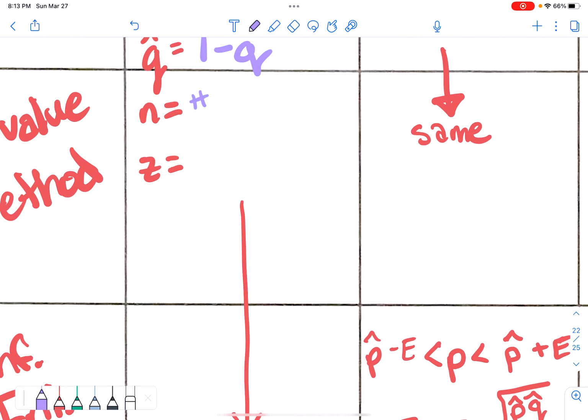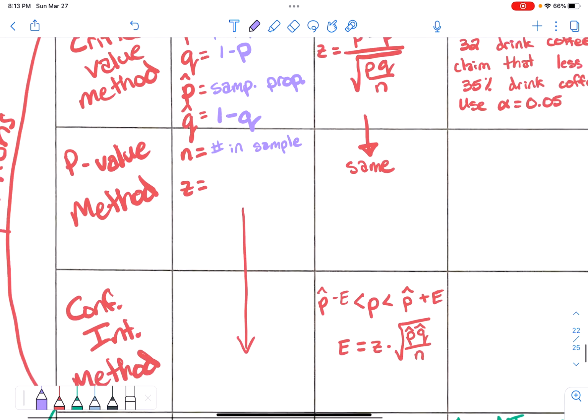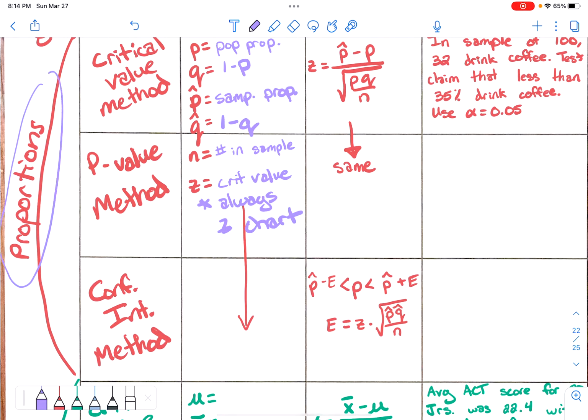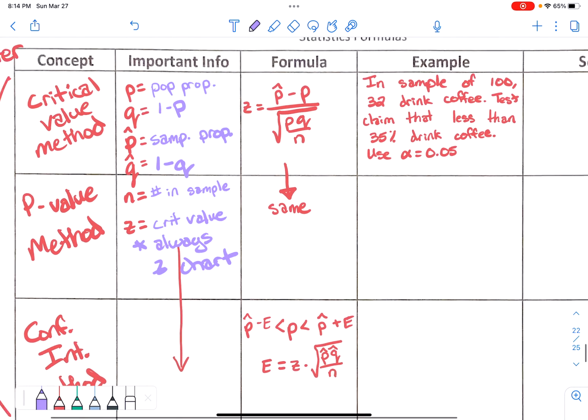N is the number in your sample. We probably don't even need to write that down because you guys are good at that, but we will. Z is your critical value. You'll use it in every single method. This is the number that you look up on the chart, and I'm going to say always Z chart. For proportions, you will always use the Z chart. That's the positive negative chart, and the little box down in the corner is where you'll find those Z values, okay?